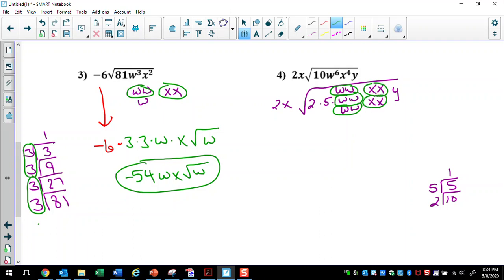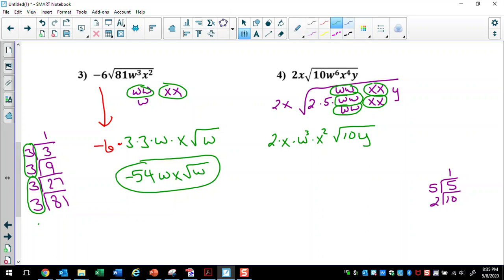And then a single 1. So all my pairs are going to come in. Alright, so I've got 1, 2, 3 pairs of W's. So I've got 2 times X times 3 pairs of W's times 2 pairs of X's. And then left over inside, since the 2 and 5 aren't coming out, I can put them back together. And this is 10. 1.